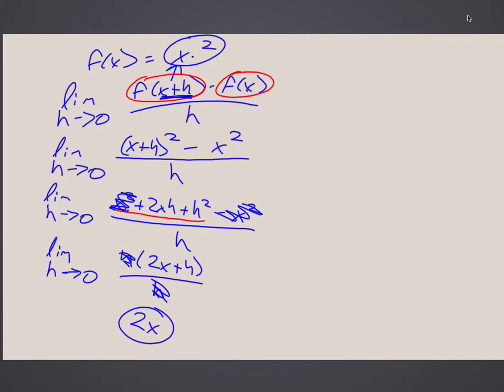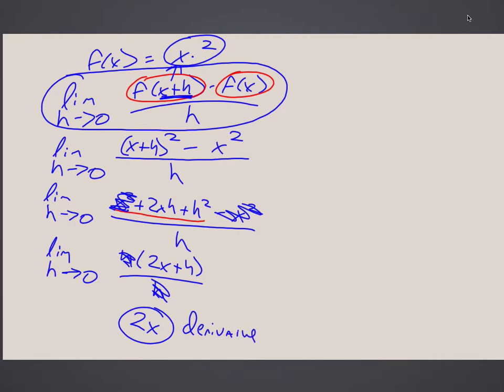Now, what is 2x? What did we say this thing equals? The derivative. So this is the derivative. That is the derivative. And we use the derivative to find what? The slope of the tangent line.